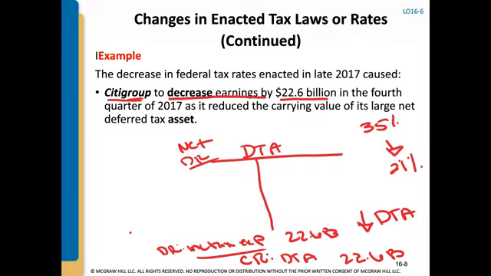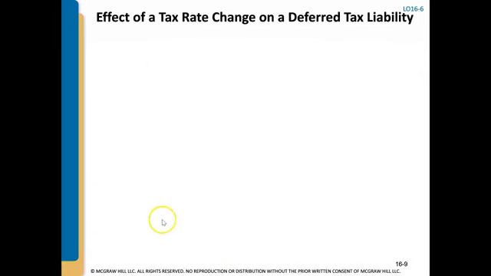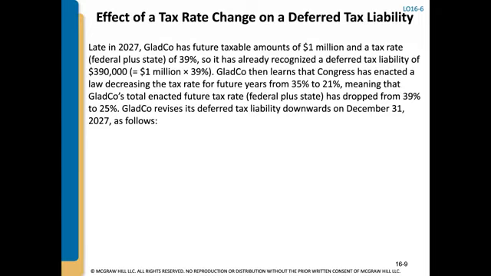So in 2017, in the fourth quarter, Citigroup had a huge expense of $22.6 billion because of this enacted tax law change. That's just to give you an idea of how significant these tax law changes can be. Let's go through an example.